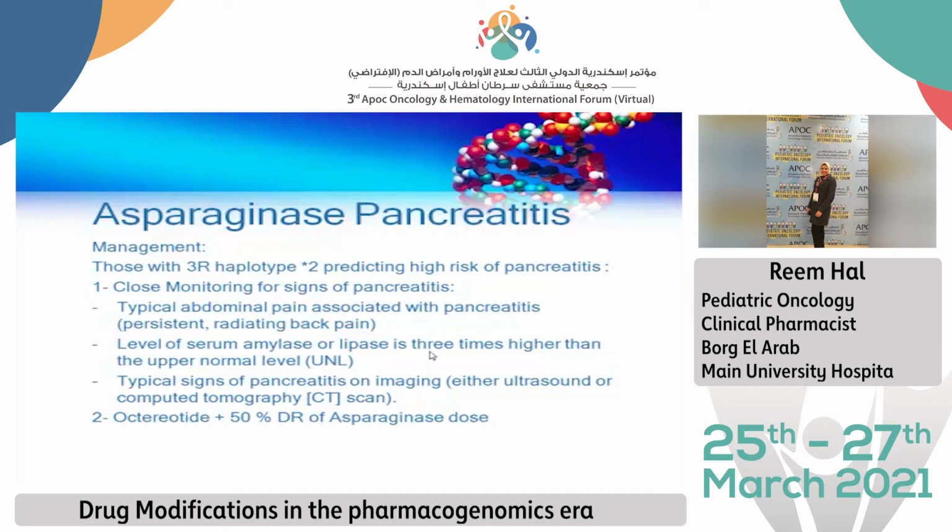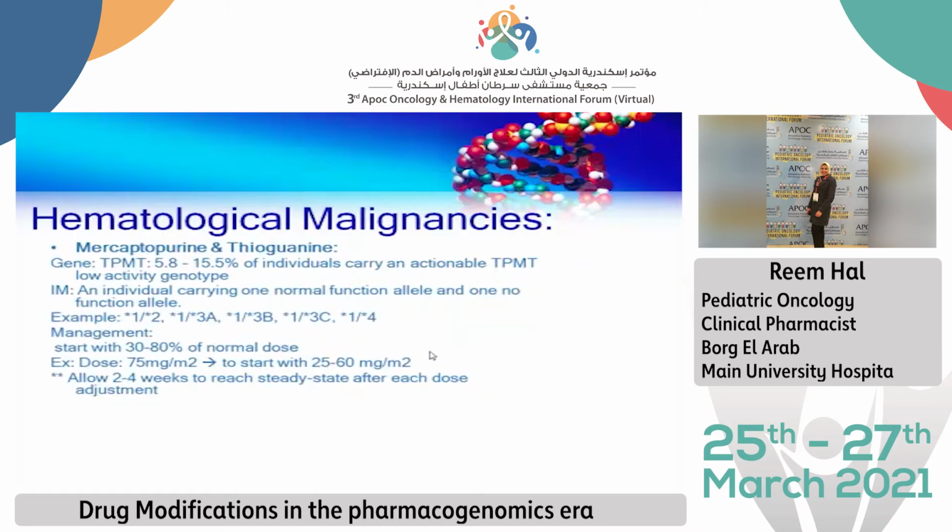Number 2, in the hematological malignancies, we can also find gene variants in the TPMT enzyme, which is the thiopurine methyltransferase. Star 2, star 3A, star 3B, those are alleles of loss of function. The percentage of this gene variation is about 5.8 to 15.5% in the individuals who are carrying an actionable TPMT.